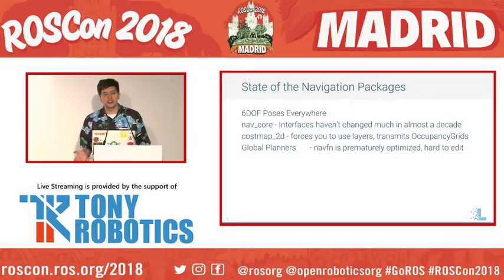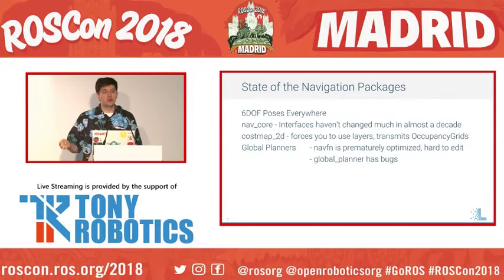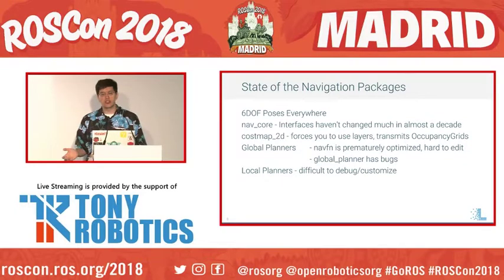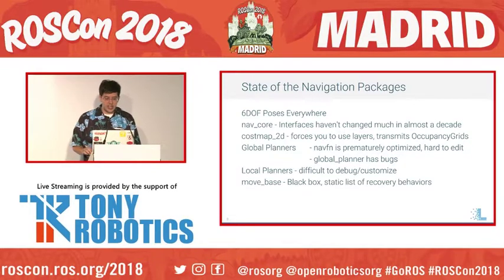As far as global planners go, the standard that people use is NavFN, which is great, except it's prematurely optimized in a couple of different ways. There's a couple of magic numbers in there that took me forever to understand, and it's hard to edit. I tried to edit it once, and I made a package called Global Planner, which is a lot more modular, but it has bugs. And there are actually some simple path planning examples that don't work in that planner. So it's not great. As far as local planners go, I talked mostly about this last year, but they're difficult to debug and customize.